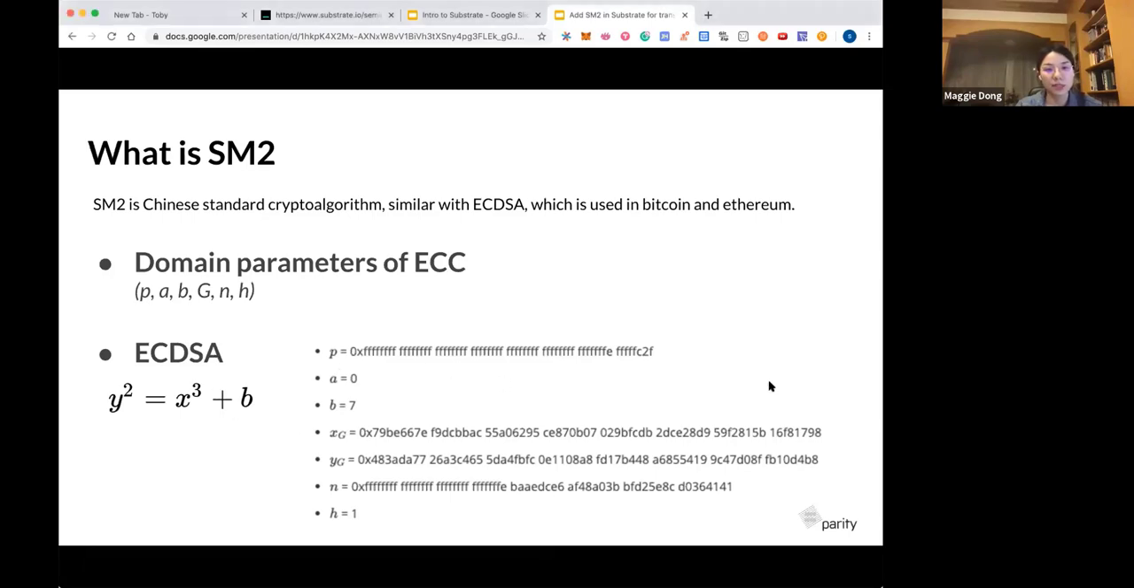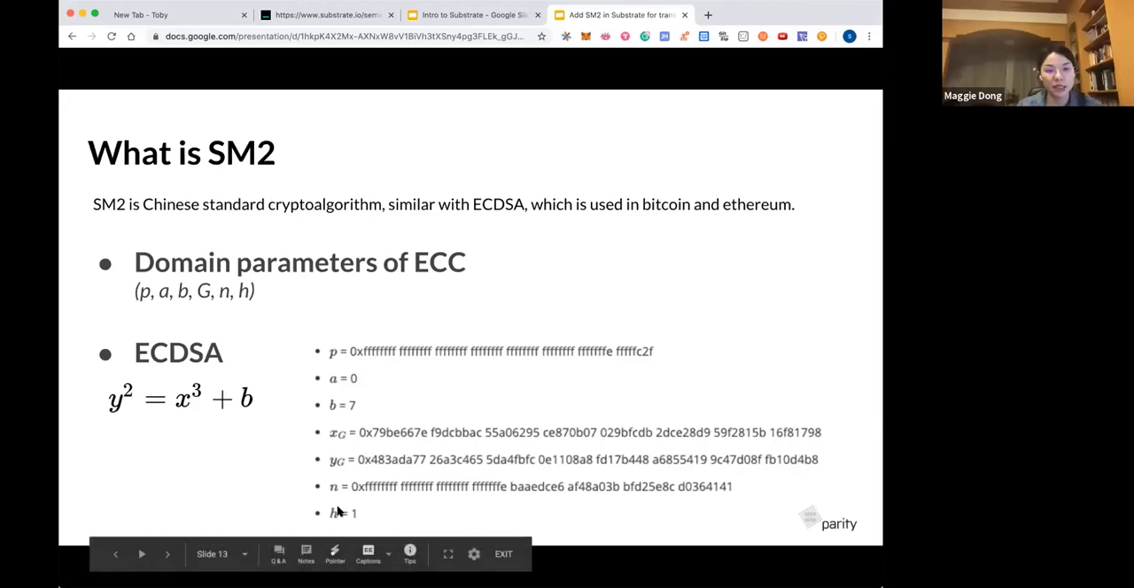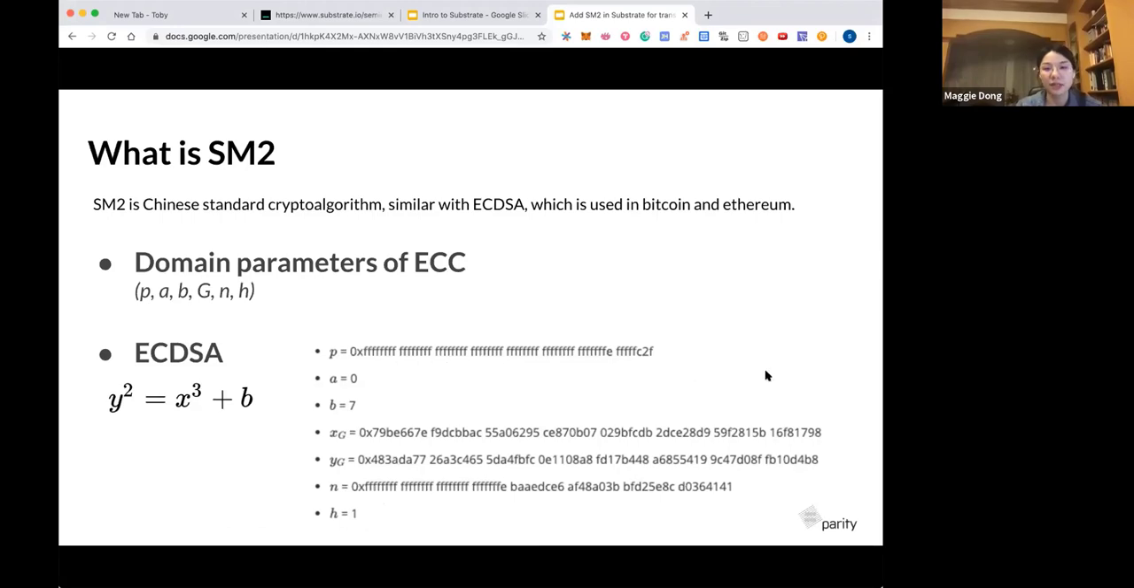So here are the specific values of all the domain parameters of ECDSA. Because A equals 0, the formula for ECDSA is y squared equals x cubed plus b. And here is the base point XG, YG of ECDSA and N, A, and H, and also P, the finite field.